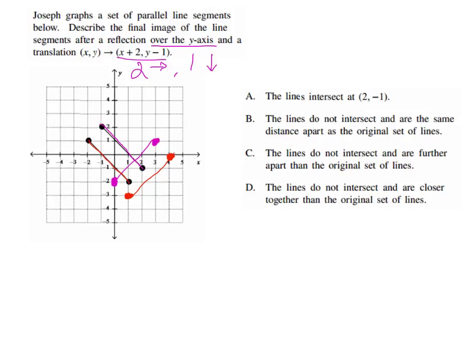Okay, so the lines intersect at 2, -1. 2, -1 is right here. The lines do not intersect at that point, so it's not letter A. Next, the 2 lines do not intersect? That's true. So that part right there is true. They have the same distance apart as the original set of lines. Yes. Okay, so letter C, the lines do not intersect. That's true. And are further apart than the original set of lines. That part makes it so it's not true. Letter D, the lines do not intersect. That is true. And are closer together than the original set of lines, and that is not true. So the only answer that works all the way through is our letter B.